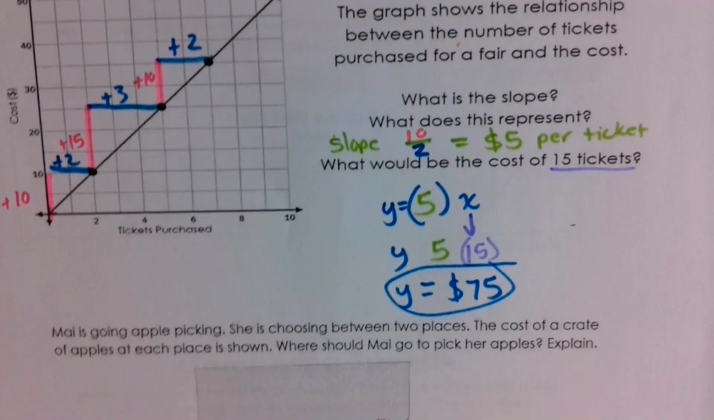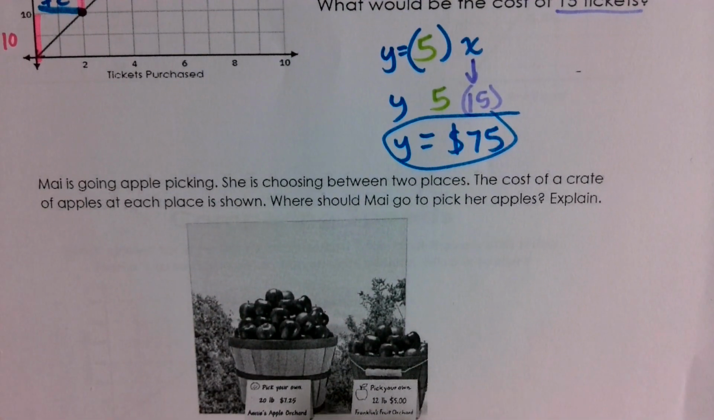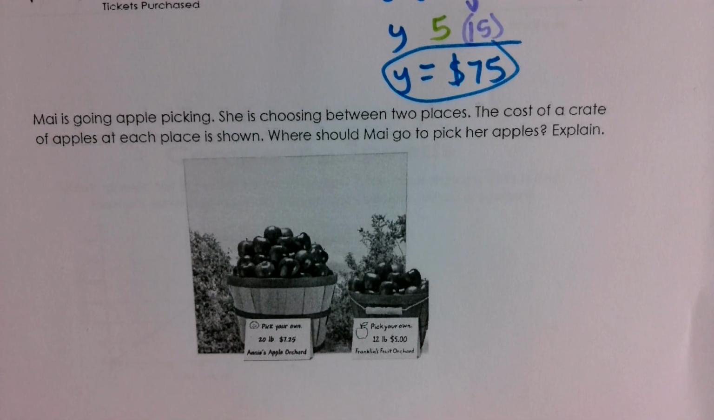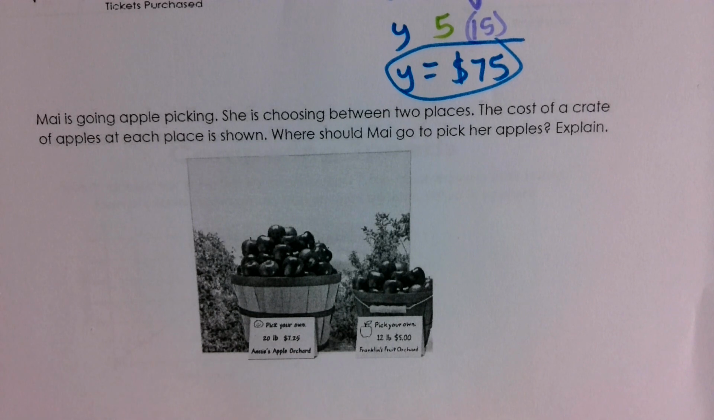Very good. Okay, so here, May is going apple picking, and she's choosing between 2 places. The cost of a crate of apples at each place is shown. We want to know which one she should go to. So basically, which one is the better deal. She can buy 20 pounds of apples for $7.25, or she can buy $5 worth of apples, and it's 12 pounds. Which one's the better deal? Ty? The big one. The big one becomes the better deal.